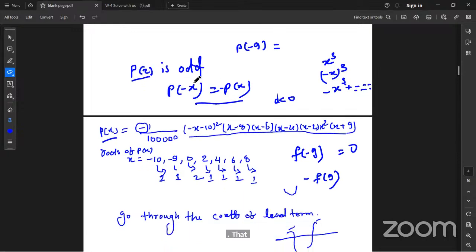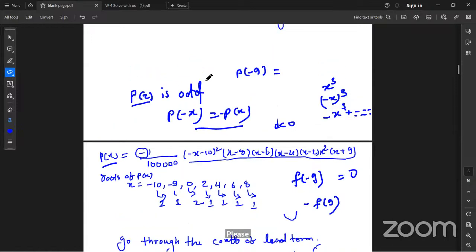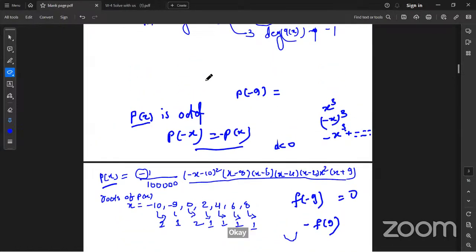So here, just see, I am assuming that this p(x) is odd. My mic problem, right? Is it now? No, sir, your voice is clear. My voice is clear, right? Yes, sir. So I am assuming that this p(x) is odd.